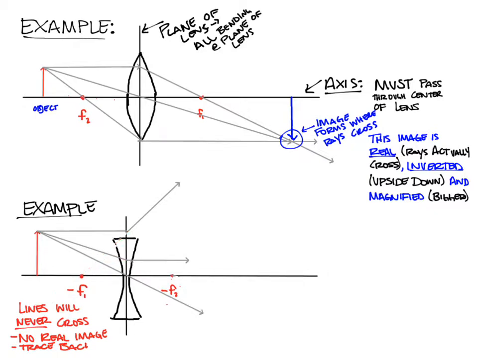Sorry. So to trace it back, let's trace back that ray, and let's trace back that ray. And we see that all three of those rays appear to be coming from the same spot. So let's put our image there. This image is formed where the rays appear to cross, appear to come from.